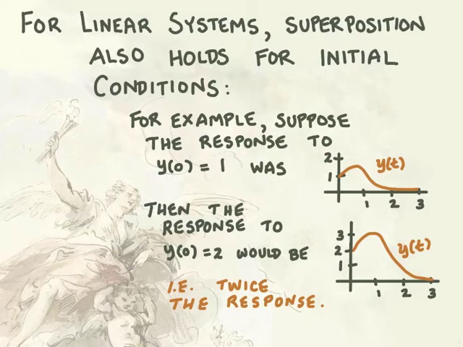Let us suppose that we have a linear system and that we conduct two experiments. In the first experiment, the initial condition y at time 0 is equal to 1, and in the second experiment, the initial condition is equal to 2. The response in the first experiment is shown in the upper graph. Because the system is linear, the response in the second experiment, shown in the lower graph, is twice as large as that found previously. This is a simple example of the superposition property of linear systems with respect to initial conditions.